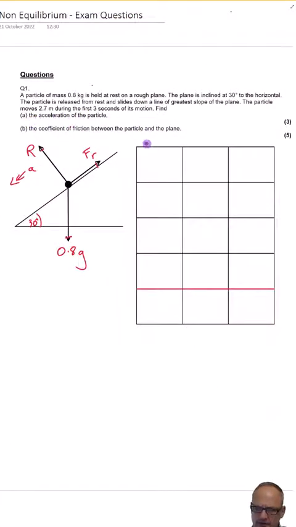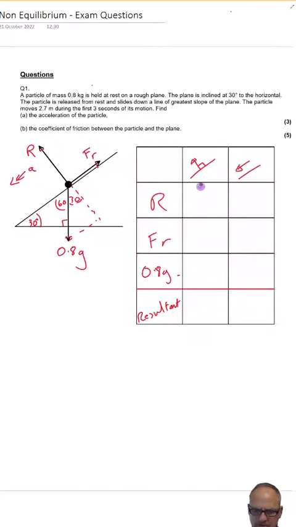Moving on, we're now going to look at the model. We're going to resolve all the forces. The first thing we need to do is work out all our angles here. So this is 60, because that is 90, therefore this is 30, and therefore we can resolve this force here. We're going to look perpendicular to the plane and parallel to the plane, and we're going to assume the acceleration is positive this way. Always go with where you think the acceleration is being positive. So we have the normal reaction, the friction, the 0.8 g, and our resultant force.